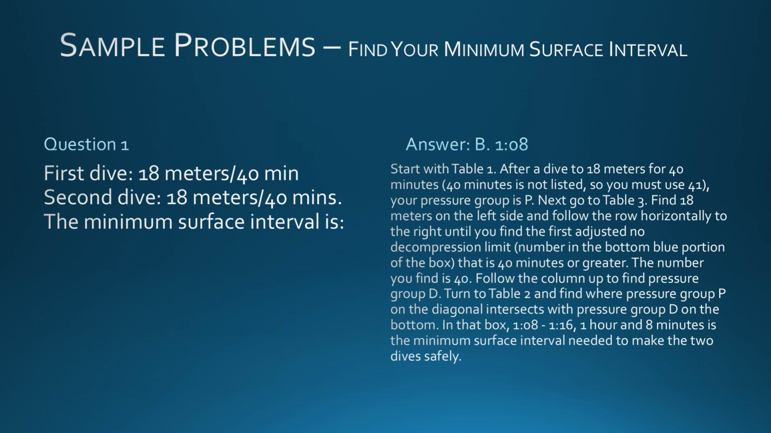Turn to Table 2 and find where pressure group P on the diagonal intersects with pressure group D on the bottom. In that box, 1 hour and 8 minutes to 1 hour and 16 minutes. 1 hour and 8 minutes is the minimum surface interval needed to make the two dives safely.